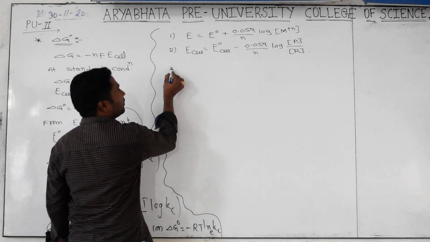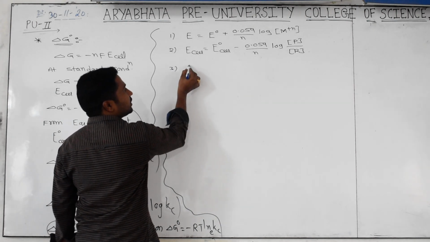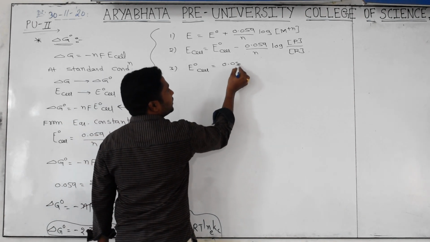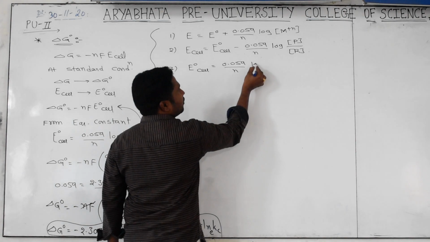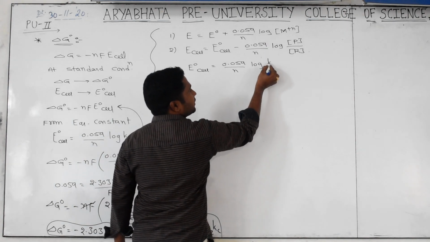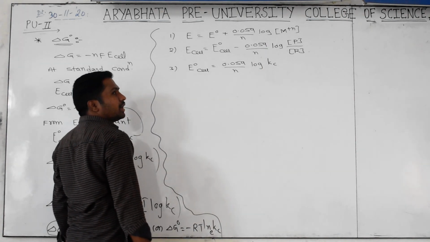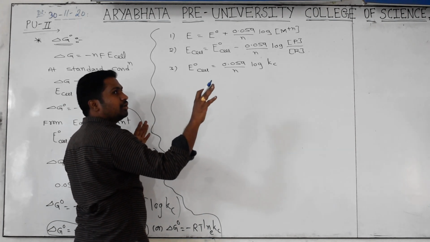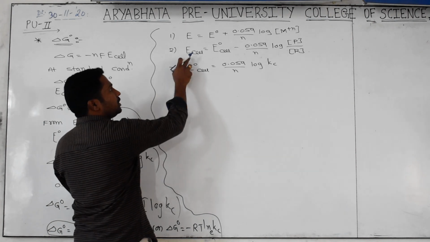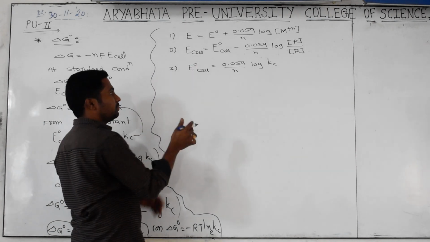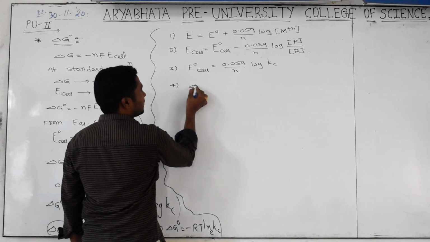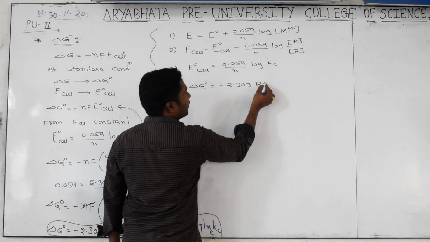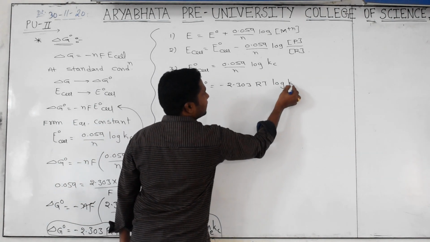And one more formula: the equilibrium constant. Standard EMF for this cell is equal to 0.059 by n into log, and instead of the concentration ratio we can write Kc. At equilibrium position, what is happening? The rate of forward reaction, oxidation, is equal to reduction. Then cathode potential is equal to anode potential, the difference becomes 0, so E cell will become 0. That is simplified. Fourth formula: delta G naught is equal to minus 2.303 RT log Kc.